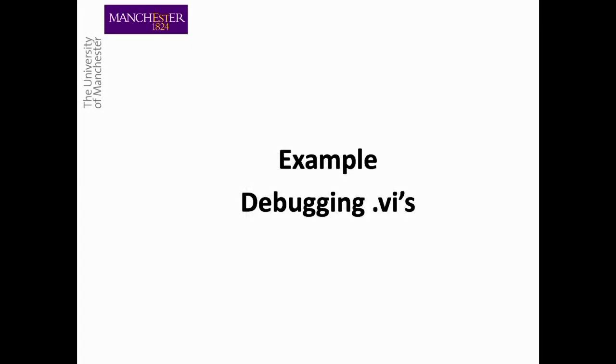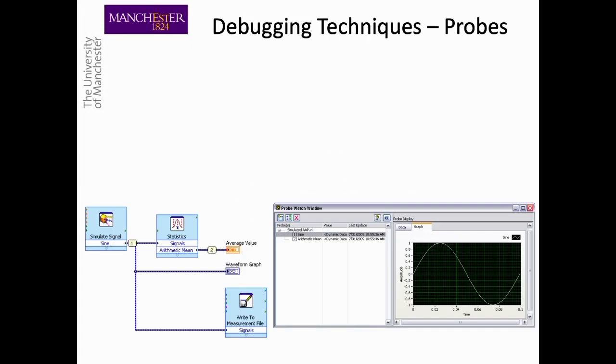Okay, so we've done debugging VIs. I'll have to go a little bit quicker, but this just illustrates here, at point one and point two, all I've done is I've gone to insert a probe and put a probe at that point. And what that means is when my VI is running, it's just going to come up with this little probe window, which is just going to show you the values that are currently being measured.